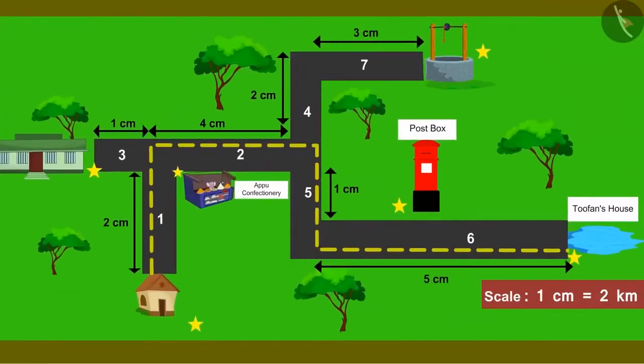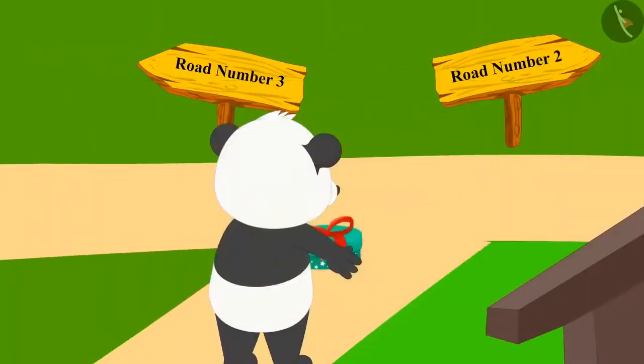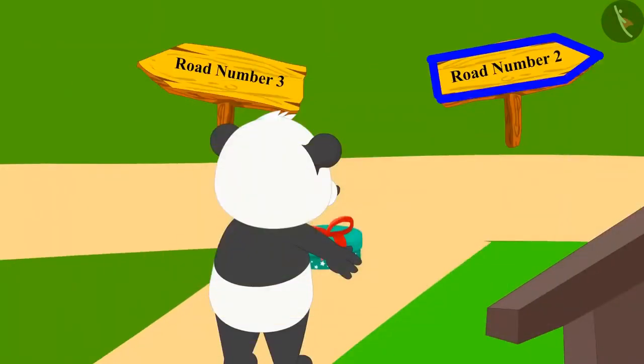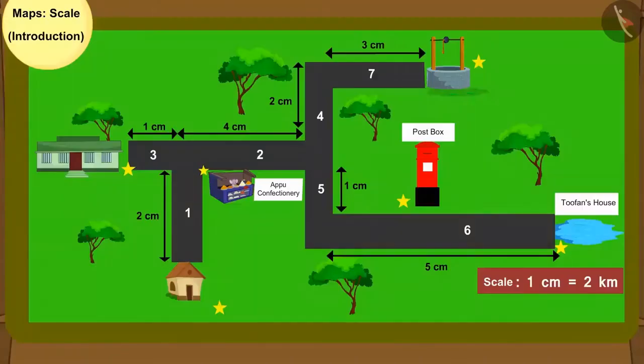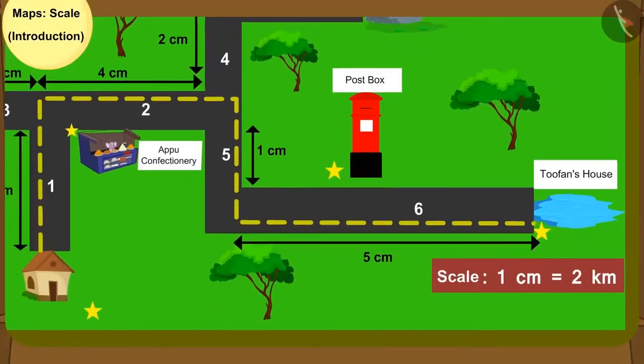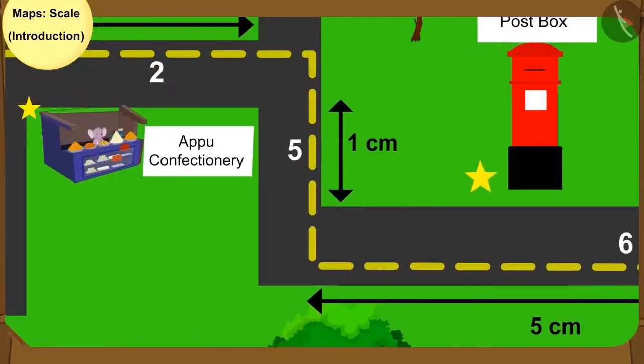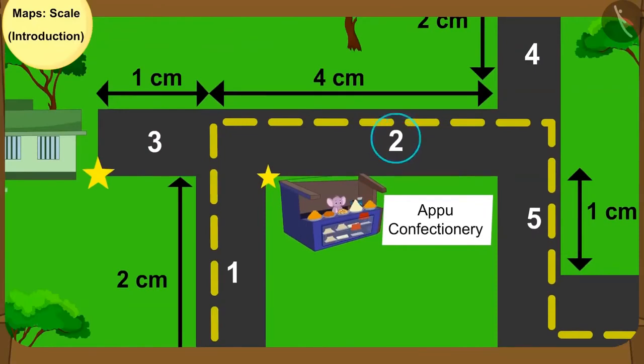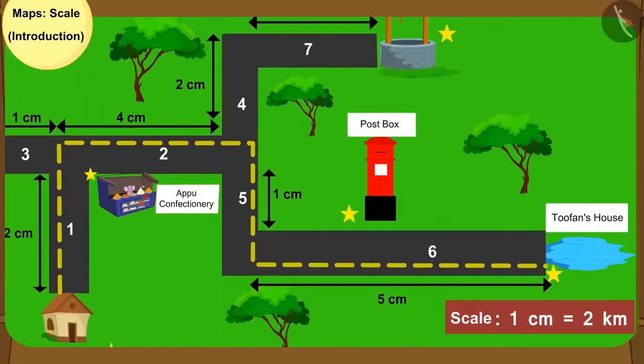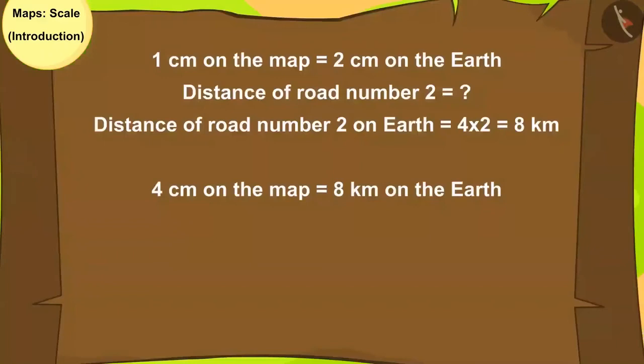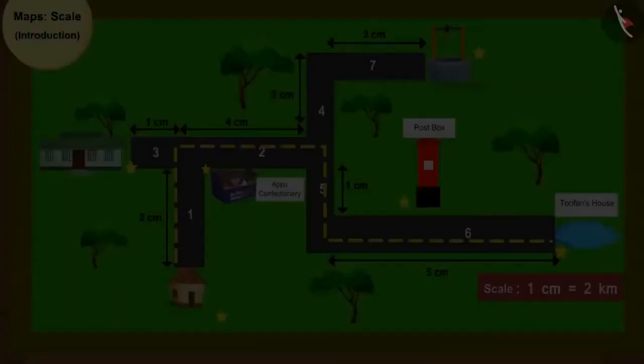Look at the map and tell. Alright, Golu now has to go to road number 2. Now can you tell the distance of road number 2 using the scale on the map? You can find the answer by pausing the video. Kids, your answer is absolutely correct. The distance of road number 2 is 8 kilometer.